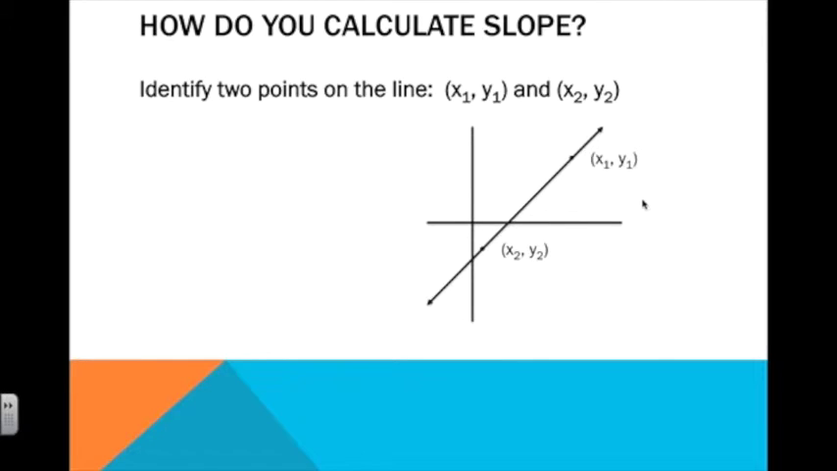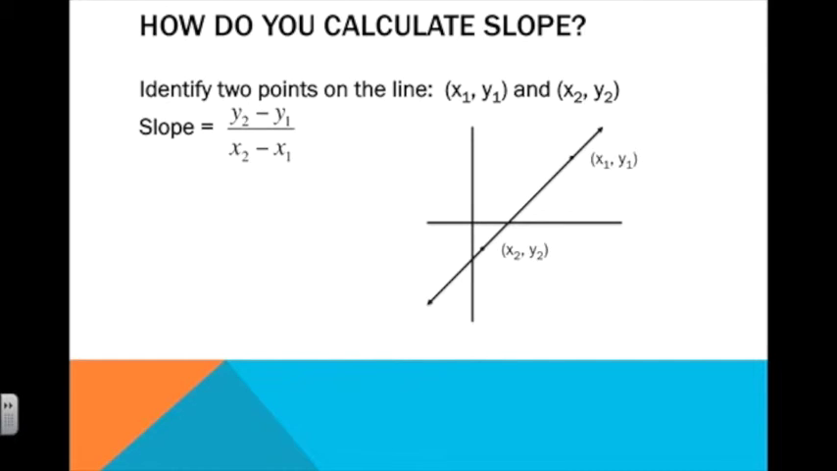So, how do you calculate slope? Well, first of all, you have to identify 2 points on the line. We'll use two general points, (x1, y1) and (x2, y2), for our example. The slope of this line would then be given using the equation m = (y2 - y1) / (x2 - x1).